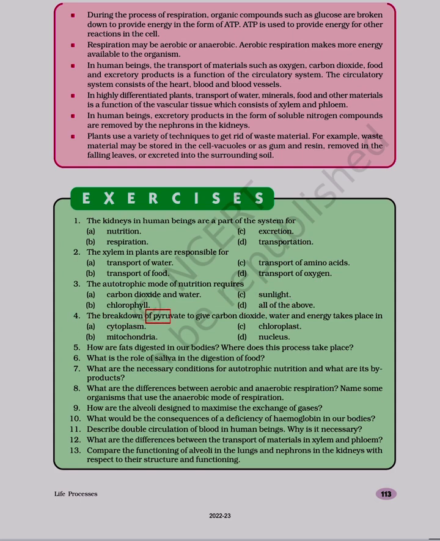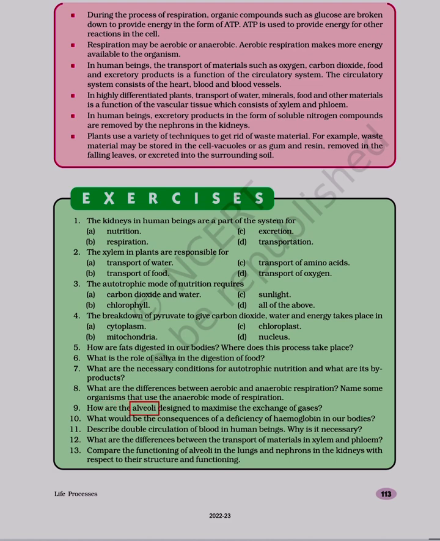4. The breakdown of pyruvate to give carbon dioxide, water and energy takes place in A. Cytoplasm, B. Mitochondria, C. Chloroplast, D. Nucleus. 5. How are fats digested in our bodies? Where does this process take place? 6. What is the role of saliva in the digestion of food? 7. What are the necessary conditions for autotrophic nutrition and what are its byproducts? 8. What are the differences between aerobic and anaerobic respiration? Name some organisms that use the anaerobic mode of respiration.